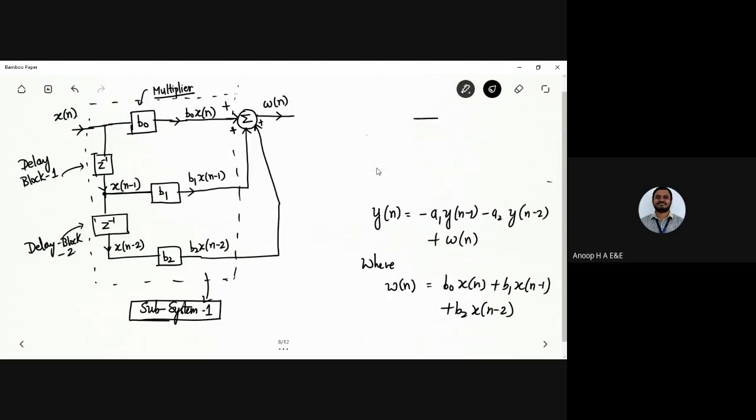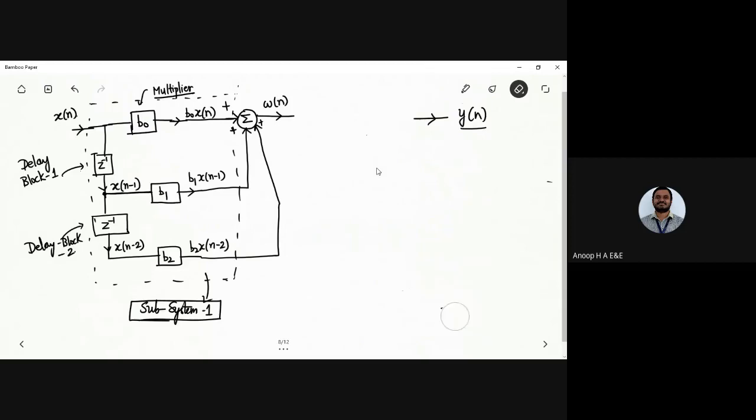Now I need the output which is y of n. So I'll be having y of n as the output, and w of n which is there, I need to have the same thing. What I can do here, I need a delayed block from the output, that is y of n minus 1 and y of n minus 2. Let me write those delay blocks carefully. From the output, I can have a delay block 1, which is z power minus 1, and delay block 2, that is z power minus 2.